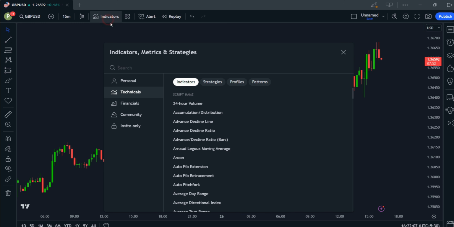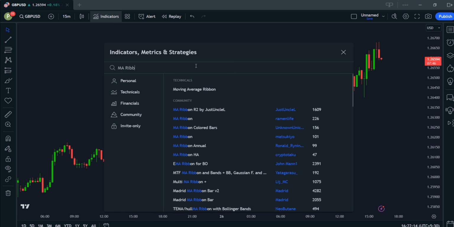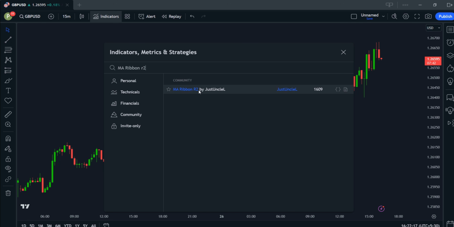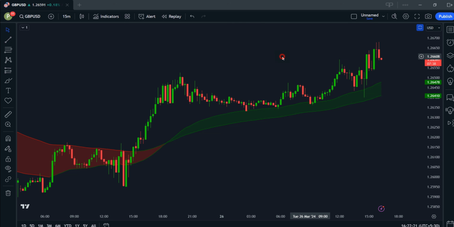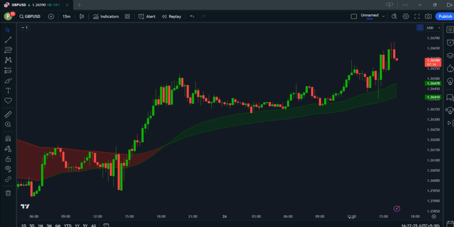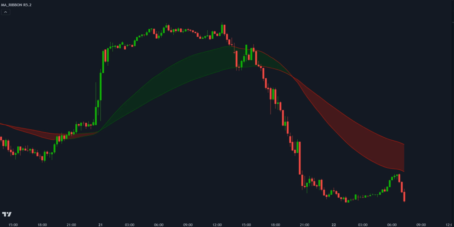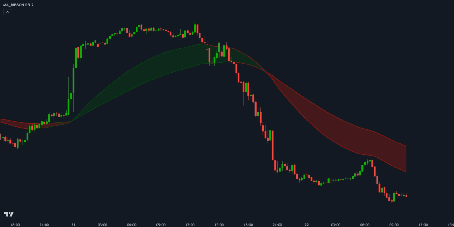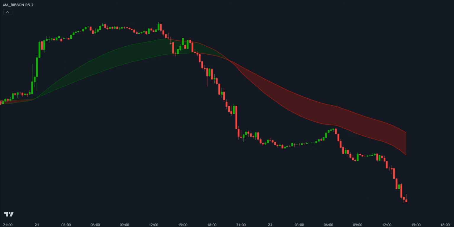But remember, trading isn't a one-trick pony. We need another tool in our belt. That's where our second indicator, the MA ribbon R2 comes in. Now, we gotta fine-tune this MA ribbon R2, like a high-performance race car. But don't worry, it's not rocket science. Basically, this fancy ribbon helps us understand the market's mood.